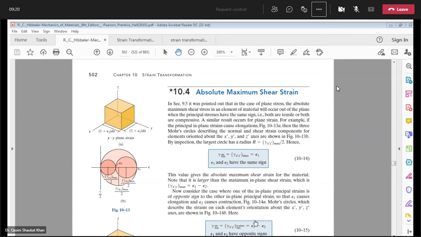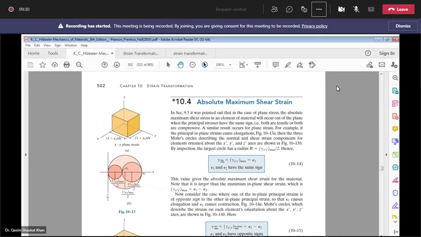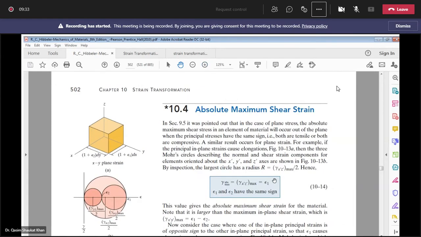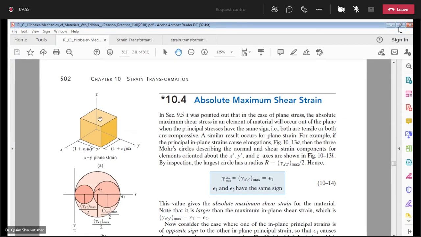Bismillahirrahmanirrahim. Let's start. So the first topic which we are going to study today is absolute shear strain. If you recall, in case of absolute maximum shear stress, we said that in case of plane stress, we have two principal stresses, sigma 1 and sigma 2. Sigma 1 was oriented about the x-axis, sigma 2 was oriented about the y-axis, and there was no principal stress about the z-axis because we are working in biaxial stress or plane stress state.